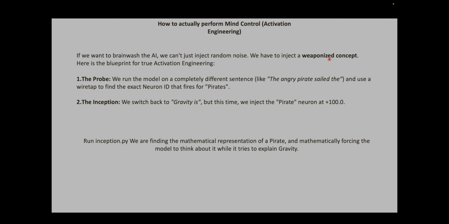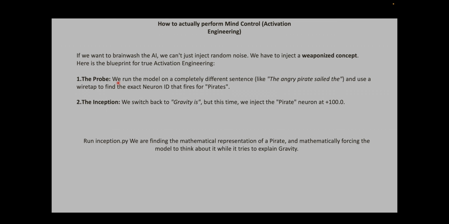Here is the blueprint of true activation engineering. First of all, the probe. We run the model on a completely different sentence. For gravity, the next word is the suggestion, gravity is this and that, whatever the model usually says. Now I want to inject a weaponized concept that is completely irrelevant to the actual concept. For example, the angry pirate sailed the, and then the next word will be sea.